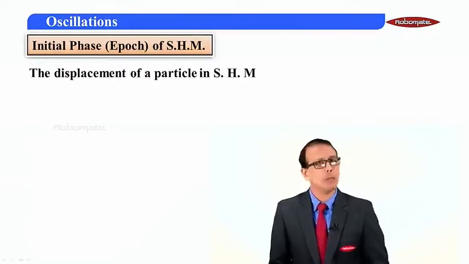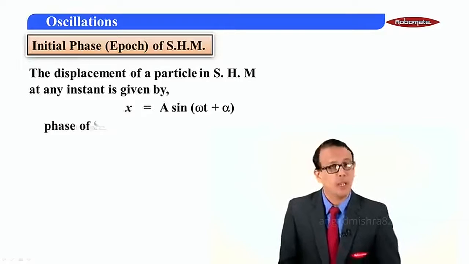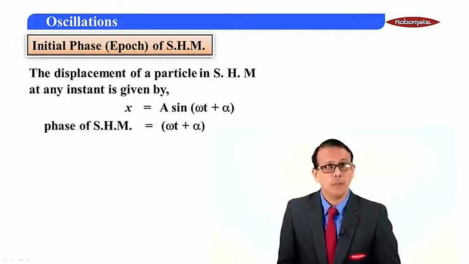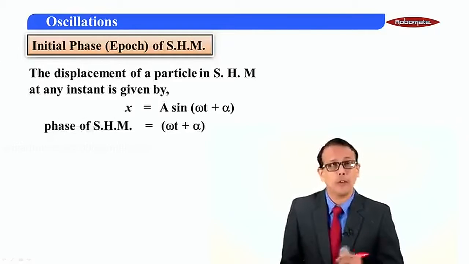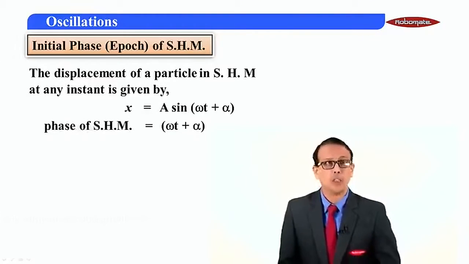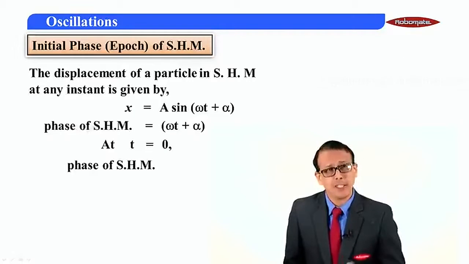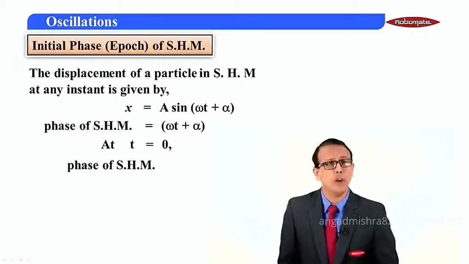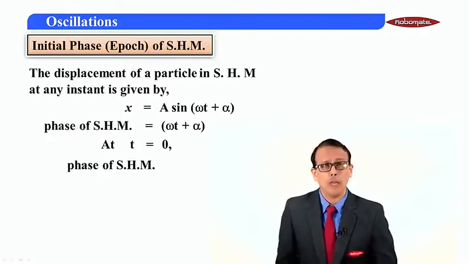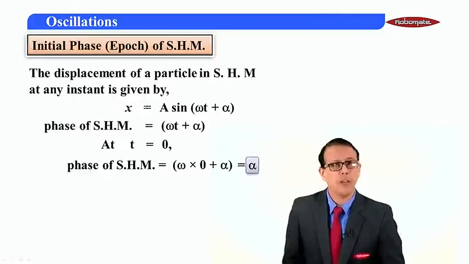As we know students, the displacement of the particle in SHM at any instant is given by the equation x is equal to a sine omega t plus alpha. In this, the phase of SHM is omega t plus alpha, which we have already seen in the last two modules. If I substitute t is equal to 0 here, let's find the phase of SHM. So let's put the value of t is equal to 0 in the formula of phase, and we get omega into 0 plus alpha, which is nothing but alpha itself.